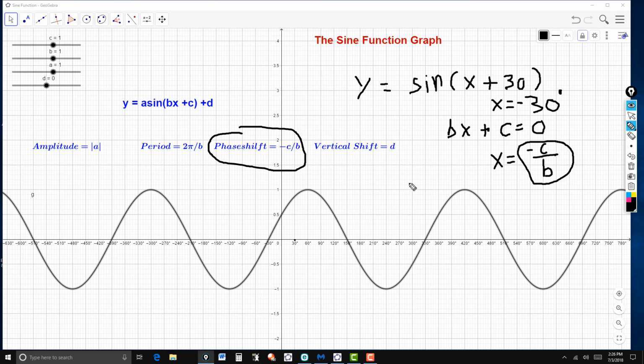So again, this is just a short look at the general form of the sine function. You could have a similar thing with cosine. And I do have other videos on my other channel, my Tony Pineda channel, on trigonometric functions. So this is just a short look here.